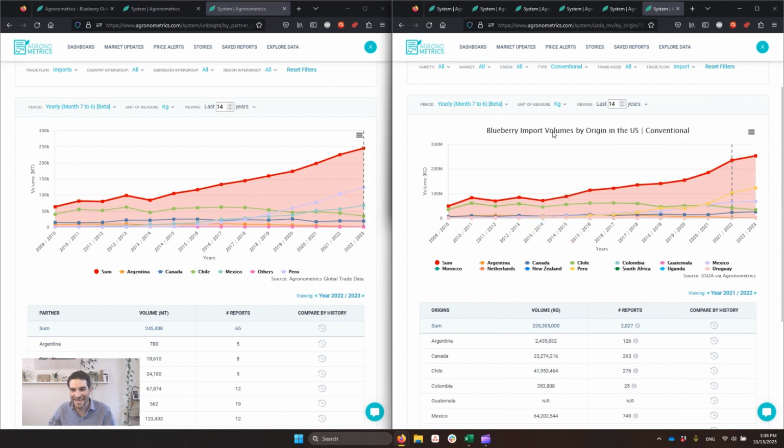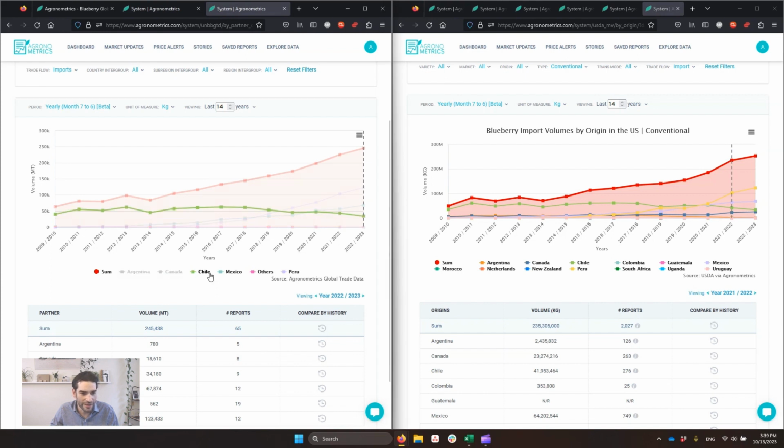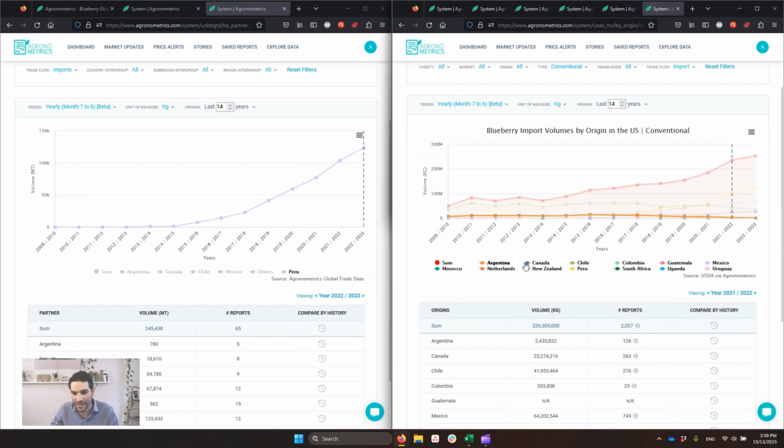And this is the exact same thing for the USDA. So USDA on the right-hand side, global trade data on the left-hand side. We can see that they're relatively similar charts. There are some key differences. And this is what we refer to by completeness of the data. So we're going to go ahead and isolate the information that we have for Peru.